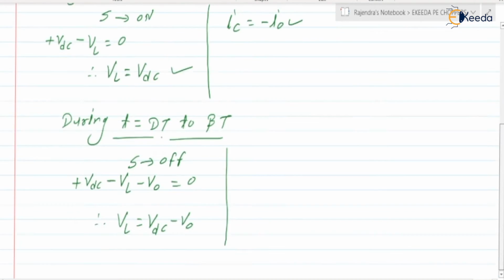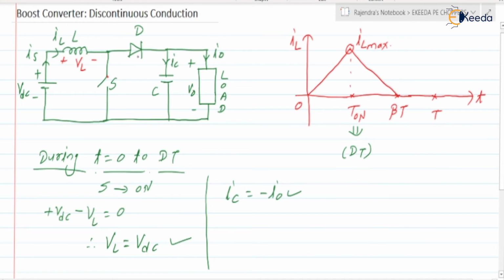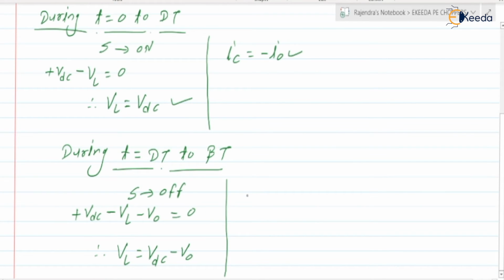Again during dT to beta T, what is the current IC? IC is equal to whatever the IL is coming, IL minus I0. So IC is equal to IL minus I0. This is the capacitor current.